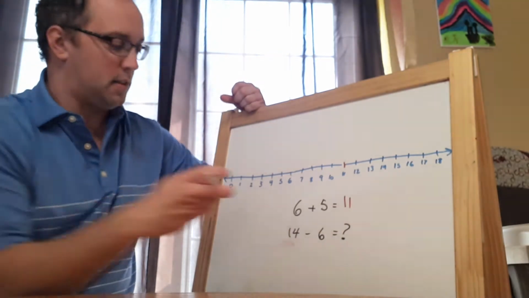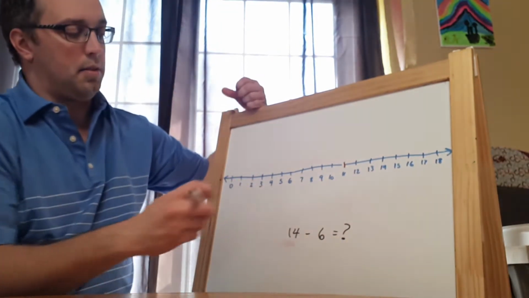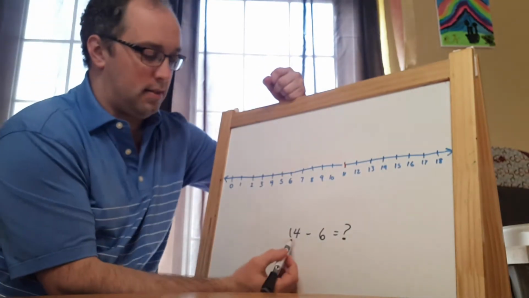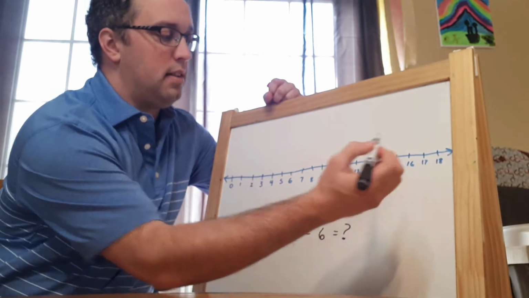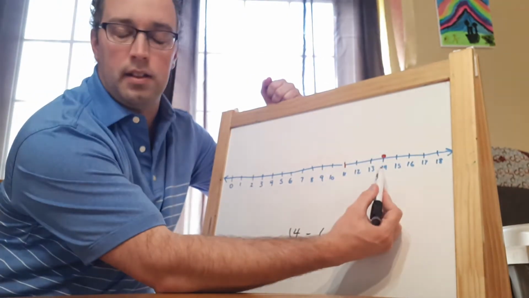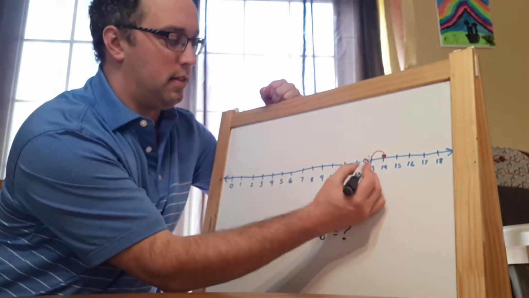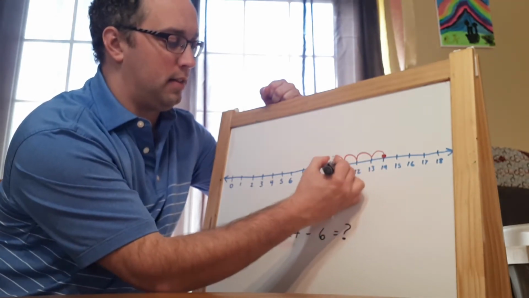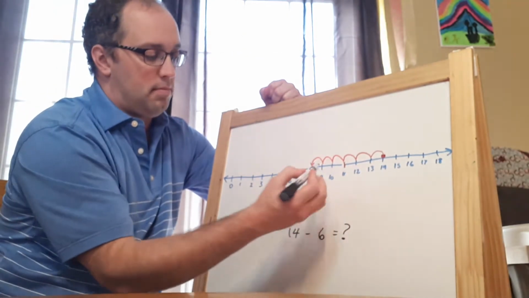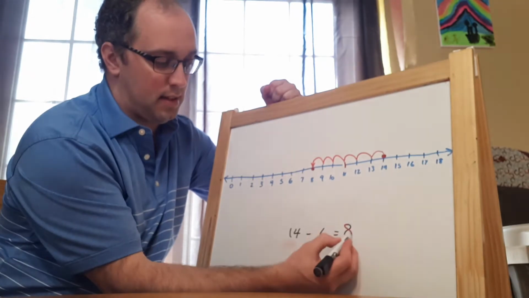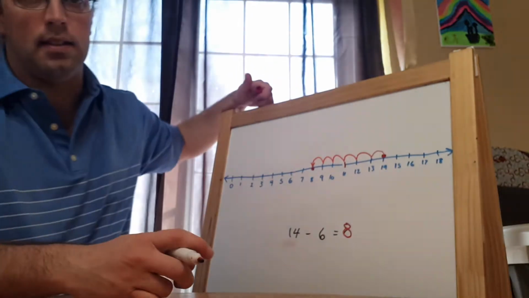All right, my next question is 14 subtract 6. So I'm going to start at 14 and go back 6. So I'm going to start here at 14. Again, I'm not going to start counting at this. I count my jumps. So 1, 2, 3, 4, 5, 6. Where I end up is my answer. So the answer to this one is 8. 14 subtract 6 is 8.